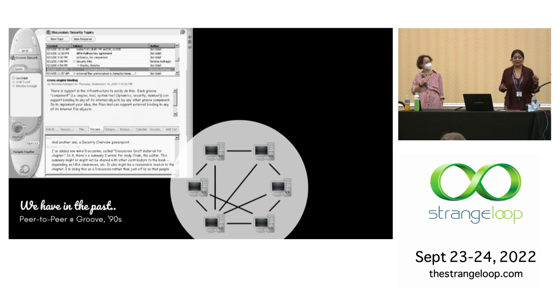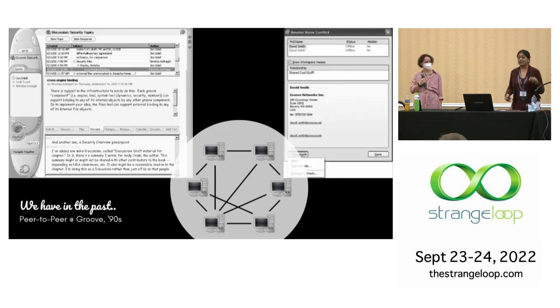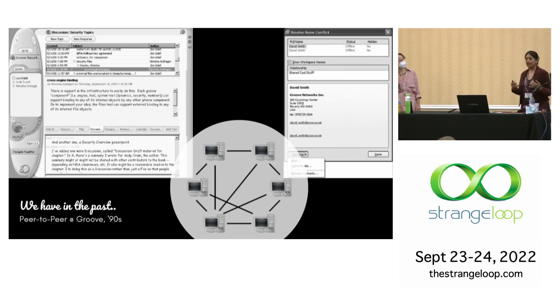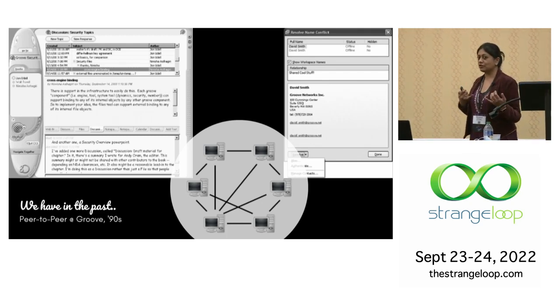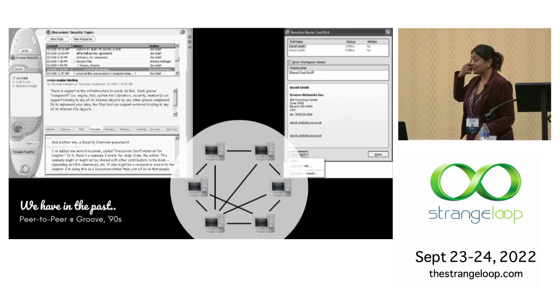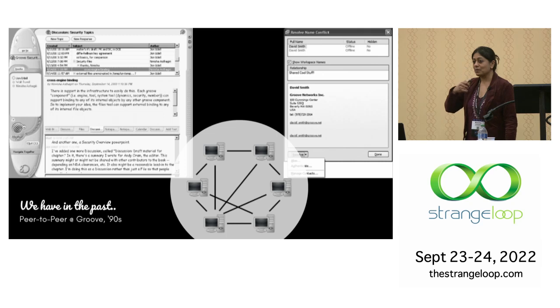And mind you, there were no centralized servers at all in the picture. In fact, if you wanted to authenticate another user, if I wanted to authenticate Katharine, I would, on Groove, call her up and say, out of band, hey, Katharine, what's your Groove fingerprint? And a fingerprint being a hash of her public key, of her Groove identity.